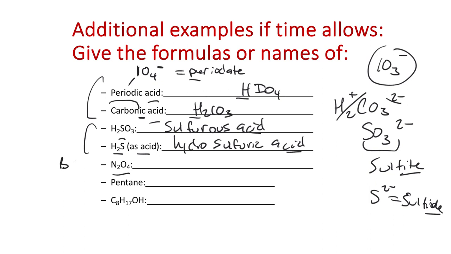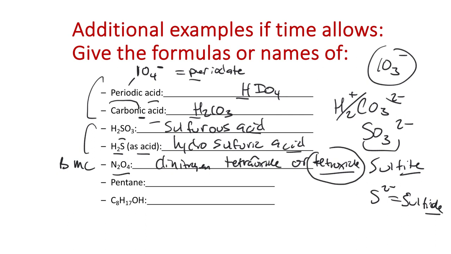This here is a binary molecular compound, so dinitrogen tetraoxide. Sometimes we would call this tetroxide. I wouldn't be too concerned about tetraoxide versus tetroxide. Probably more commonly going to see this, but I think both are acceptable names.